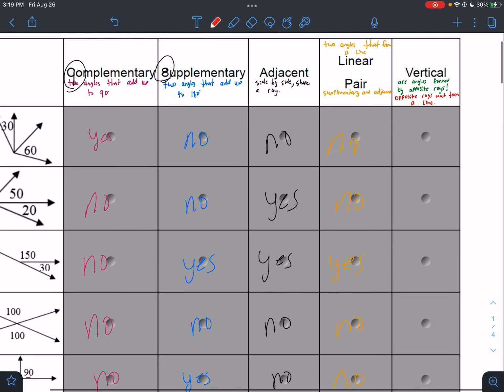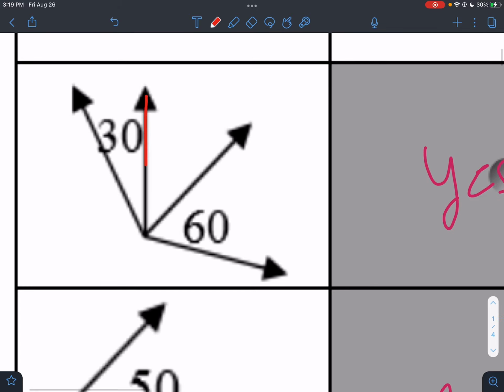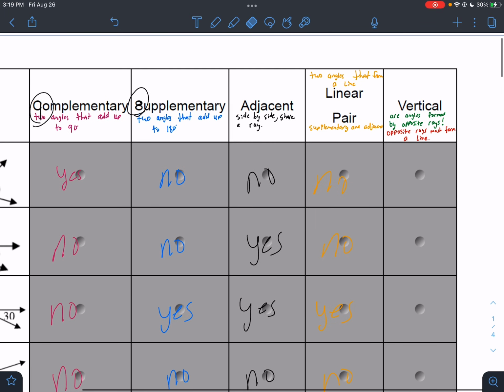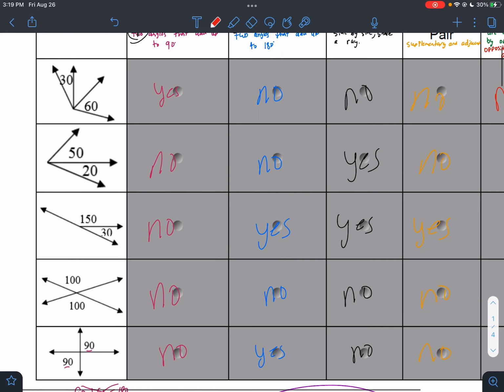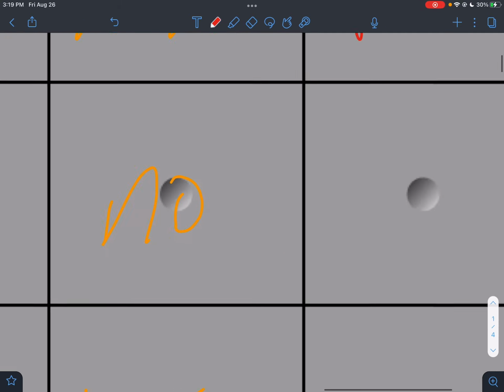All right. So let's go through, see if we understand. Vertical angles, do those use opposite rays? No. If I were to keep going with the 30, this is the vertical spot. Those are vertical, and that's not in the picture. That's a no. How about 50 and 20? Let's look. Keep drawing. Nope. Here's the vertical spot to 50. That's a no.